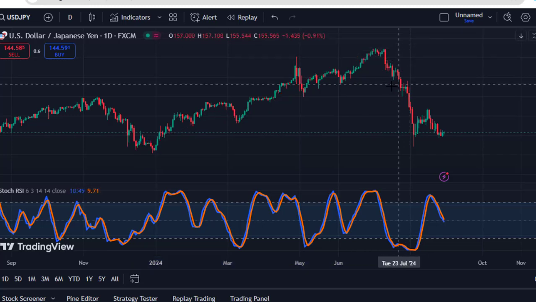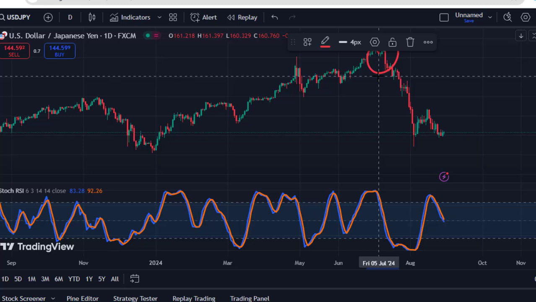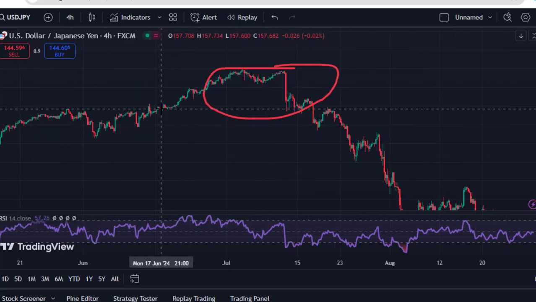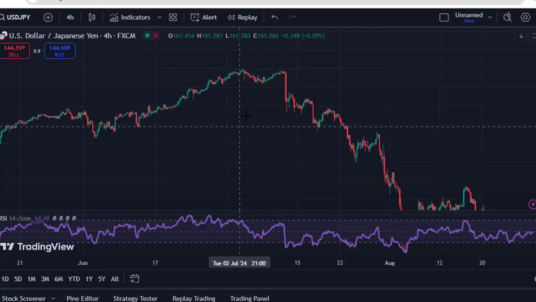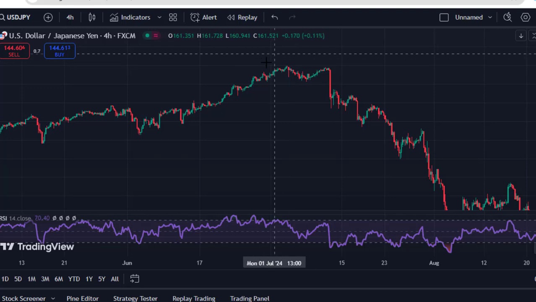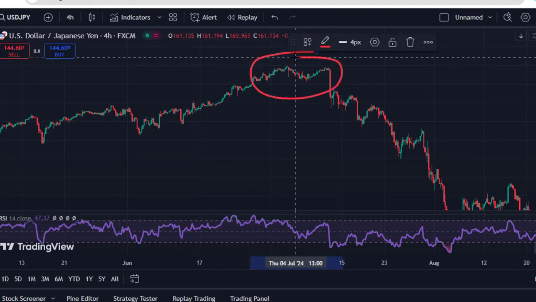What I will be looking for right here on the lower time frame is divergence. So I will move back to my 4-hour chart, which is what we see right here, and look for divergence with the RSI indicator. If you look at this very point, there is a divergence on this very chart. Once I spot my divergence, I am ready to ride a massive trend to the downside on USDJPY.